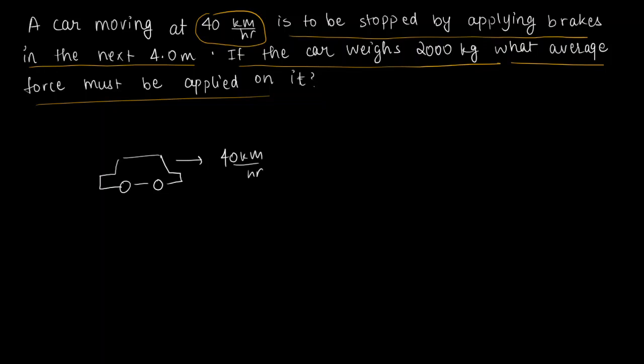And the nice way to begin this problem will be to convert this 40 kilometers per hour into SI units, that is in meters per second. And to do that, you will multiply by 5 over 18. And so you will get 200 over 18 meters per second by this multiplication. You can further simplify that. That will be equal to 100 over 9 meters per second.